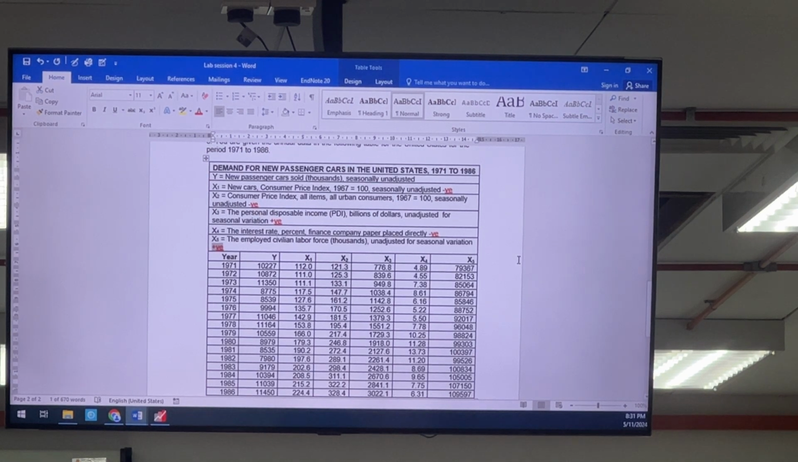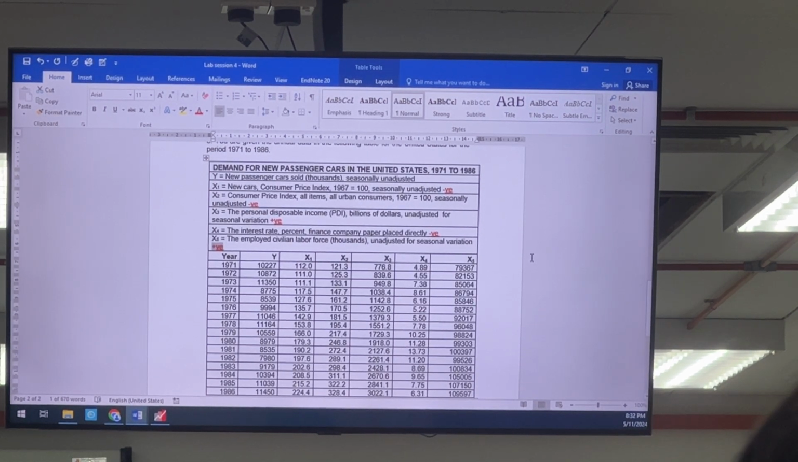So this is our expected sign. Later when you estimate, compare and see whether it makes sense or not. If you get a different sign, it is possible that it happens because of the multicollinearity between independent variables. So negative, negative, positive, negative, positive.